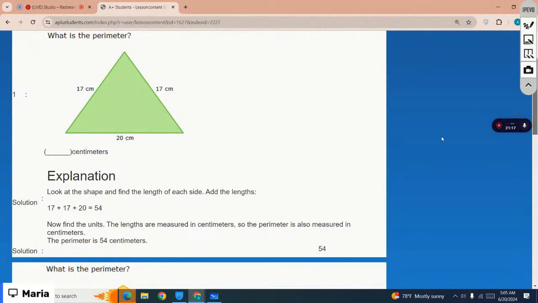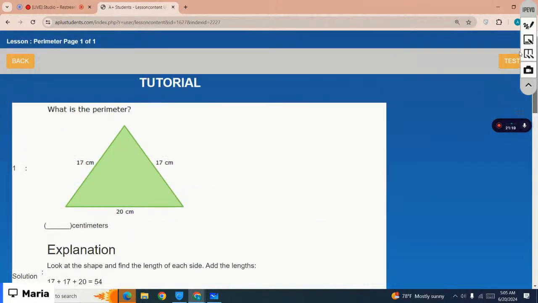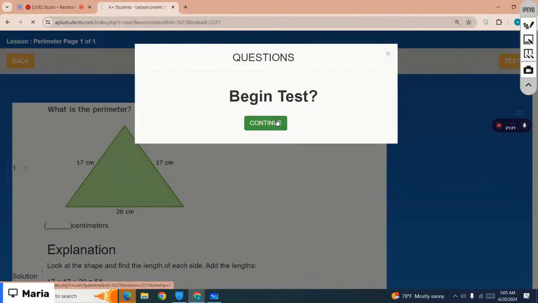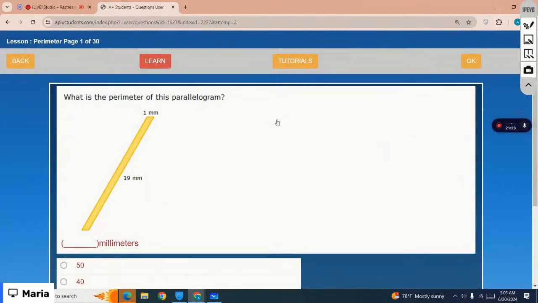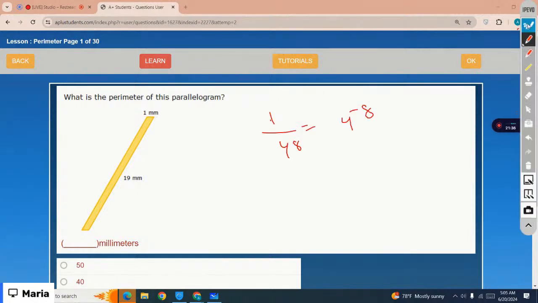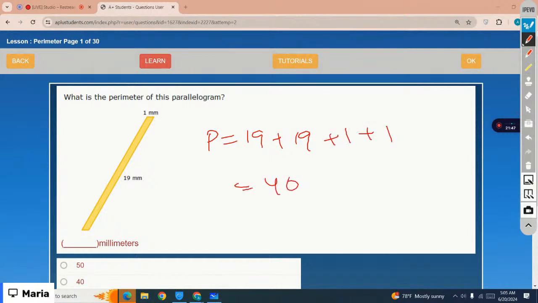Okay, let's just start with the test questions. What is the perimeter of this parallelogram? So for the perimeter, you have to add all the side lengths, right? Parallelogram has opposite sides equal in measurement. So the perimeter of this parallelogram is 19 plus 19 plus 1 plus 1. So the correct option is 40 millimeters.